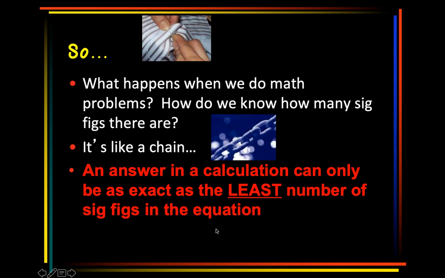So if you have a whole bunch of measurements that you're using to do a math problem, you have to look at those measurements and count the sig figs. Your final answer has to be rounded off or chopped off at the smallest number of sig figs in the equation. That's the idea. Pause the video if you need more time to write down this phrase, but otherwise let's practice it. So here we go.